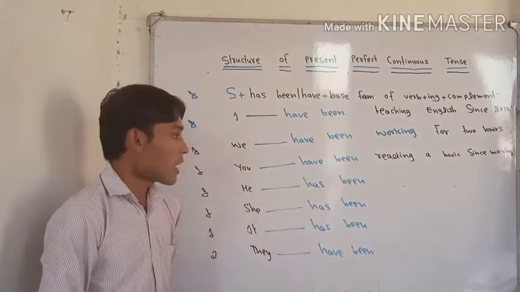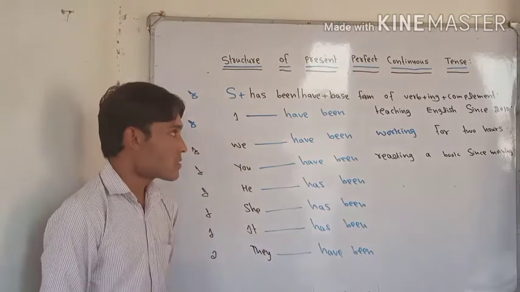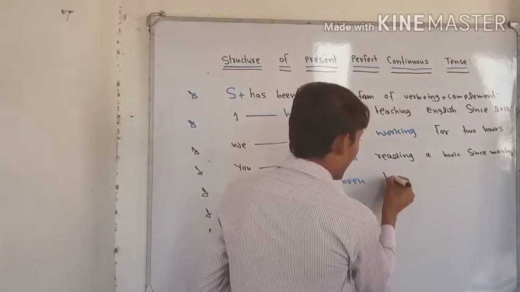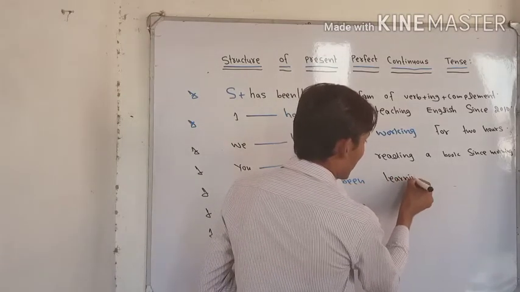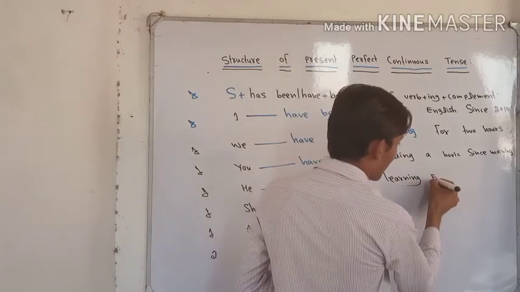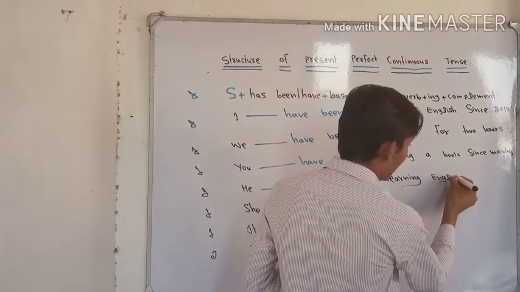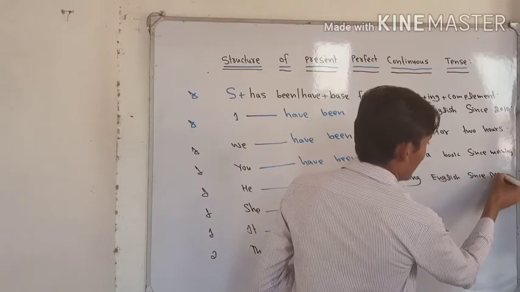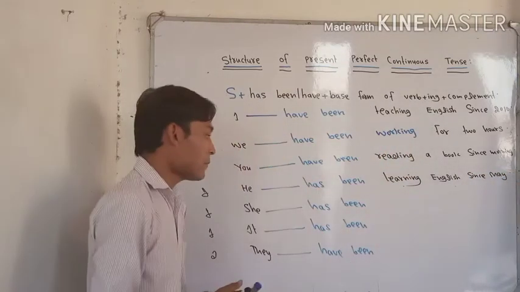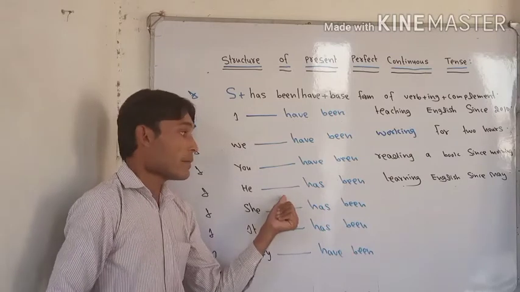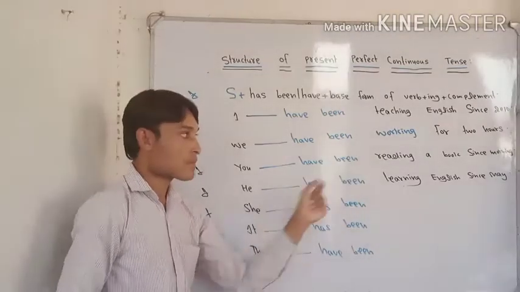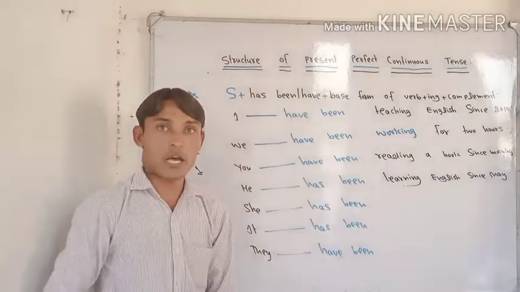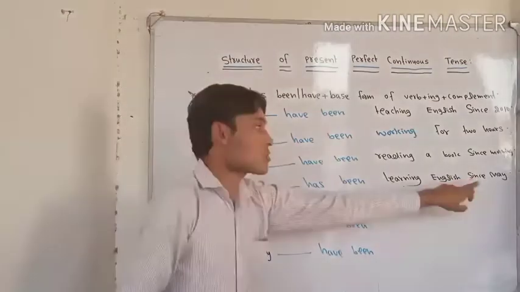Next one is, if we talk about he, so he has been learning English since May. Since May, it simply means he began to learn English from May. So May is the starting point. And if we talk about a starting point, we use since May.